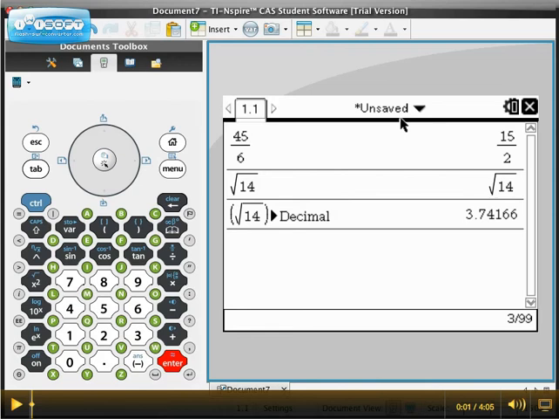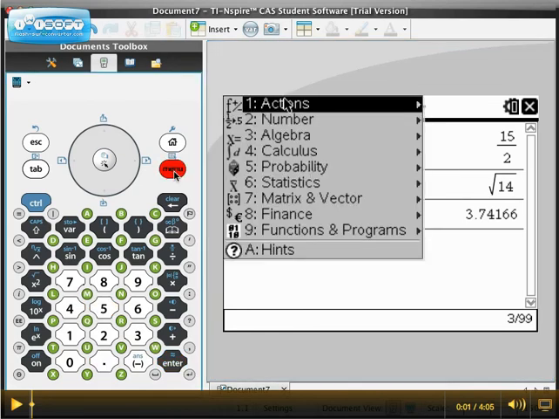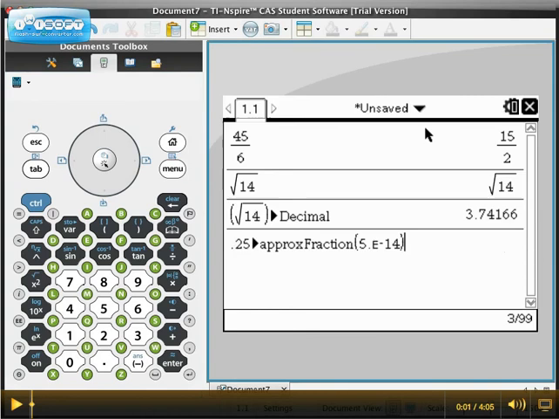And you can do the same thing if you need to go the other way. So if you have 0.25 and you need it as a fraction, you can go number, convert to fraction, and it'll give you 1/4. Okay? So that's the basics of using the calculator just as a calculator.